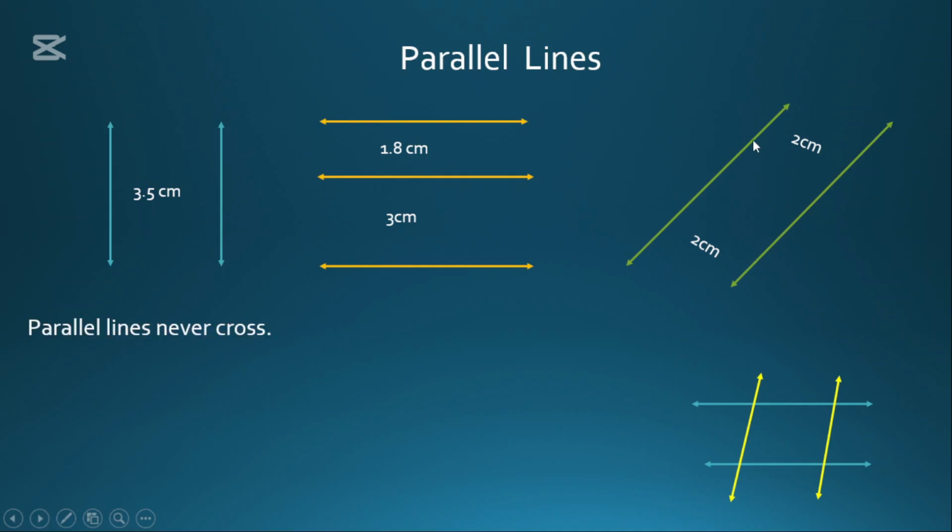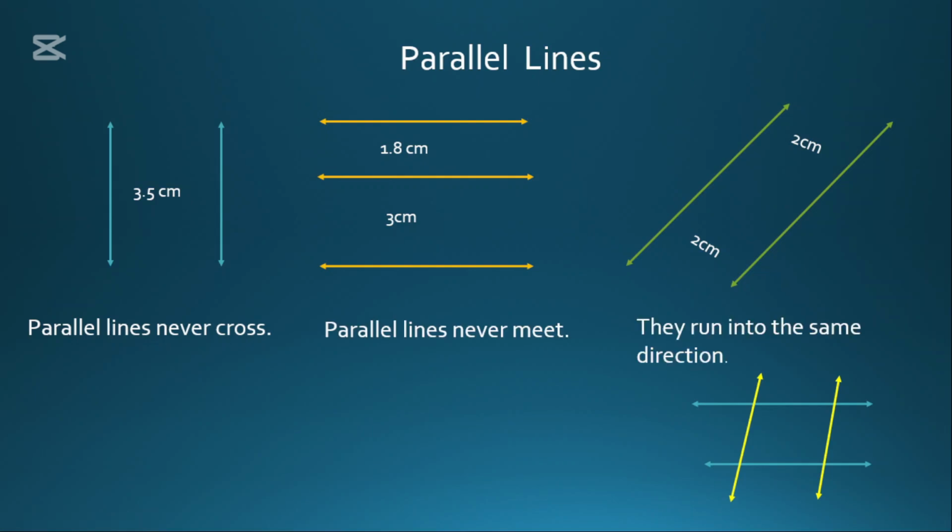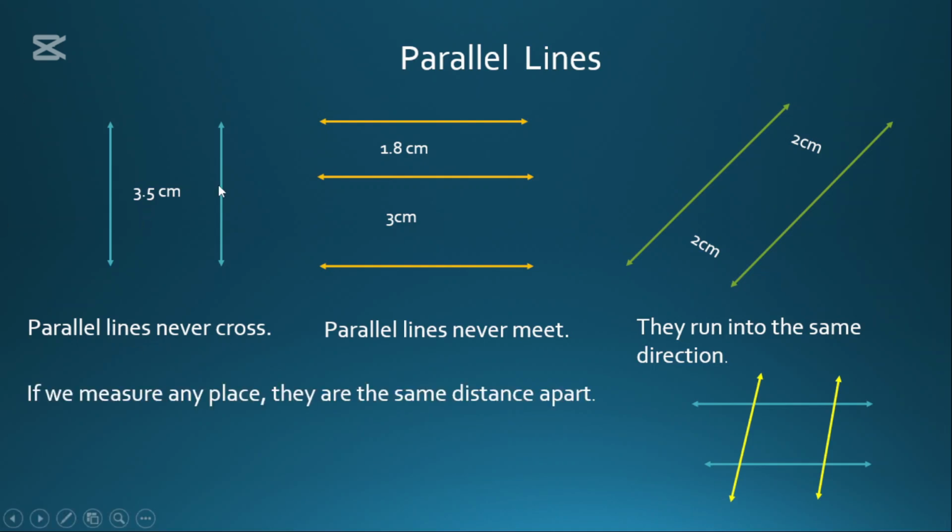So we say parallel lines never cross, they never meet, and they run in the same direction. And lastly, if we measure any place, you see there, any place, they are the same distance apart.